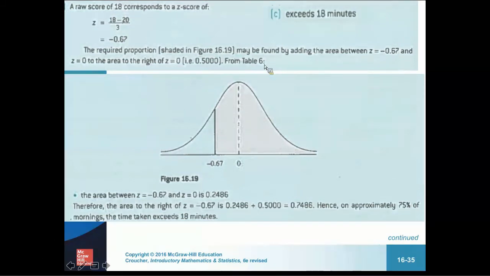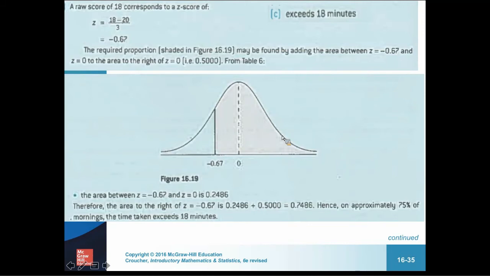And what about exceeds 18 minutes? Again, this particular question illustrates the importance of drawing a graph. It just helps you visualize. Again, if you always put the mean in the middle, I write 20 there. And by then saying, now what am I trying to find? I write 18 here. I'm trying to find 18, and it says exceeds 18 minutes.